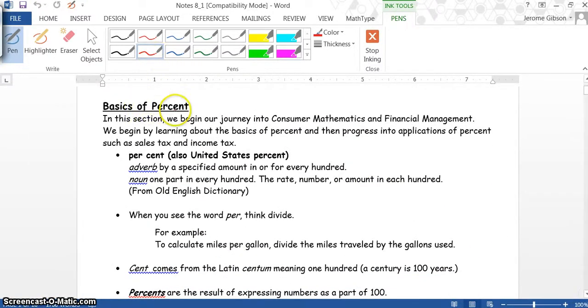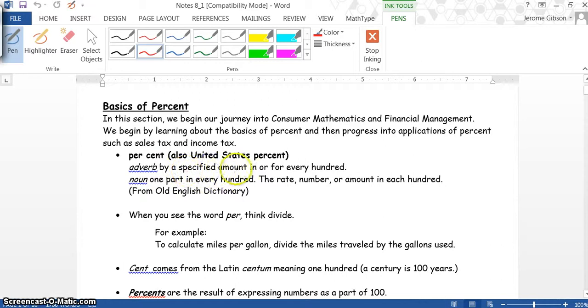Now we have the basics of percent. In this section, we begin our journey into consumer mathematics and financial management. We begin by learning about the basics of percent and then progress into applications of percent such as sales tax and income tax.